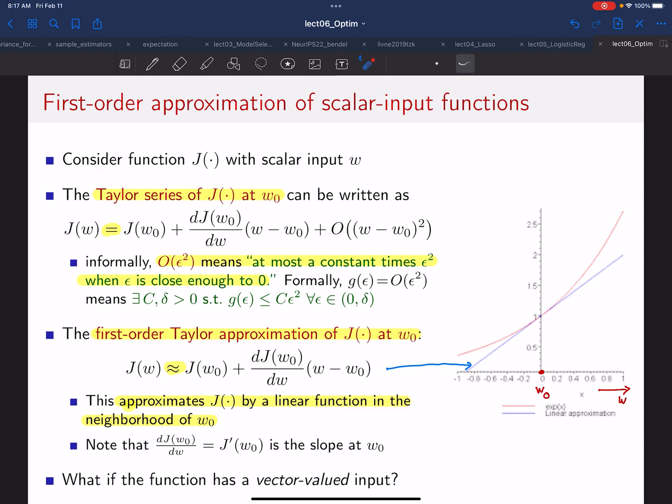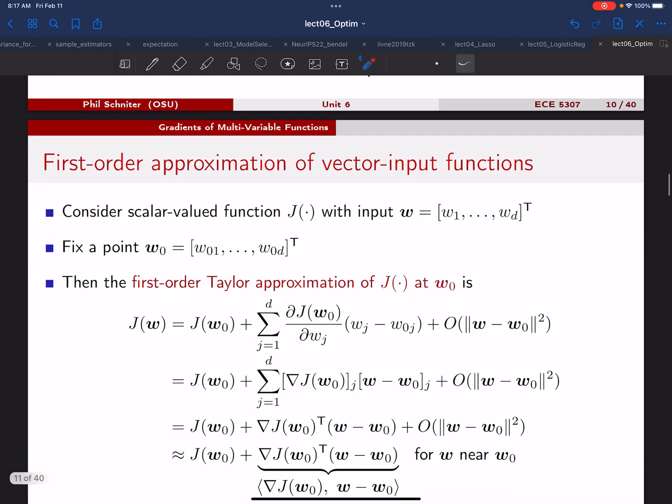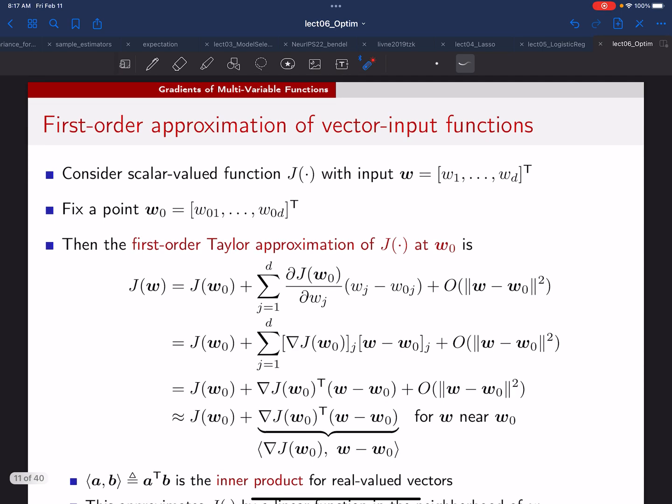Okay, so the next thing to do is to redo this for the case of vector input functions. So in this case, we have J. Again, it always returns a scalar output, but now the input is a vector of d parameters. So we're going to have another reference point. We're going to call it w naught. And if we look inside it, we'll see w naught 1, so on, all the way to w naught d. And what we'd like to do is once again look at a first order Taylor approximation of this function at the reference point.